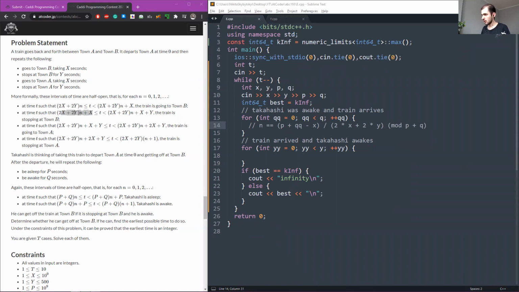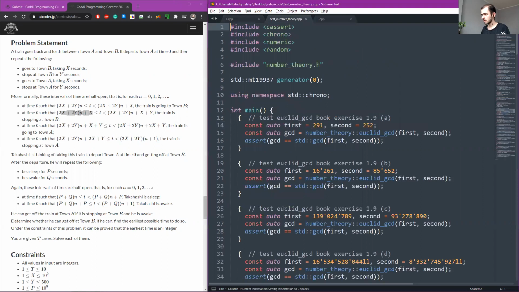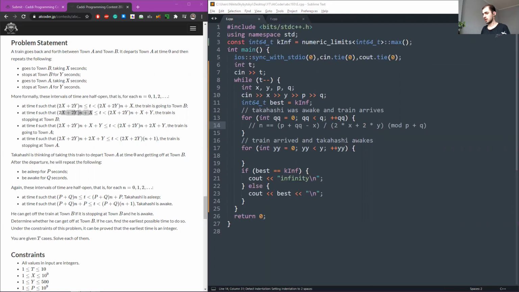Let me just quickly find where it is. No, this is a different file.